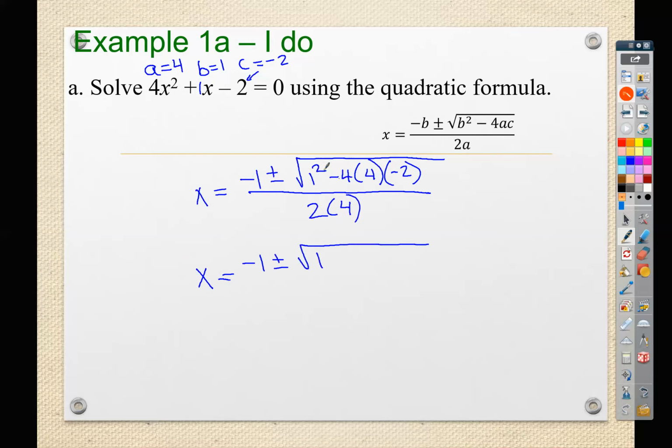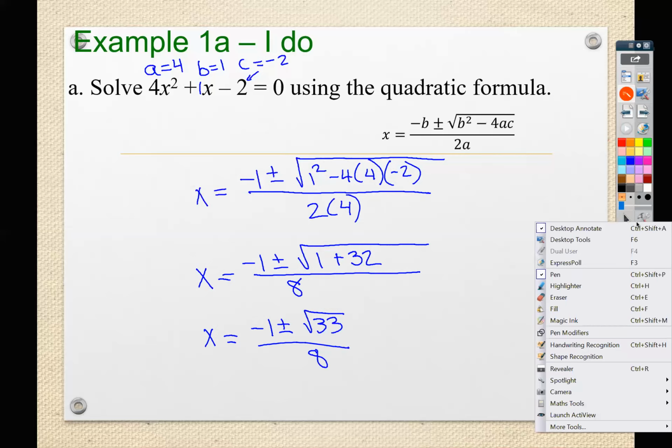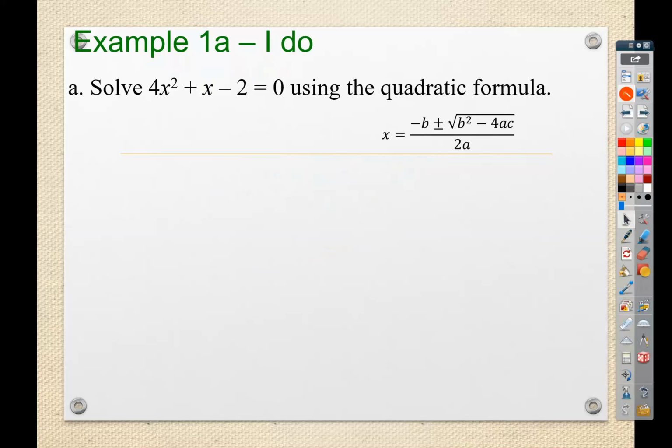So 1 squared is 1. Squared comes first because it's exponents. Now all this is being multiplied together. So negative 4 times negative 4 is negative 16 times 2 is positive 32 over 8. So that's going to be negative 1 plus or minus the square root of 33 all over 8, and that cannot be simplified. So that is your final answer.